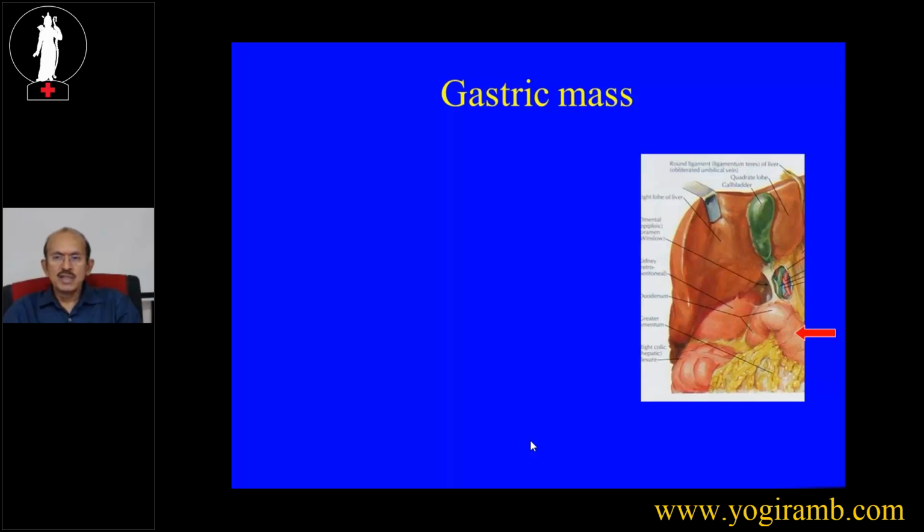Then a mass from the pylorus. You tell me the clinical features of a mass from the stomach. Peristalsis may be present, not will be present. Only when there is gastric outlet obstruction, then only there will be peristalsis.